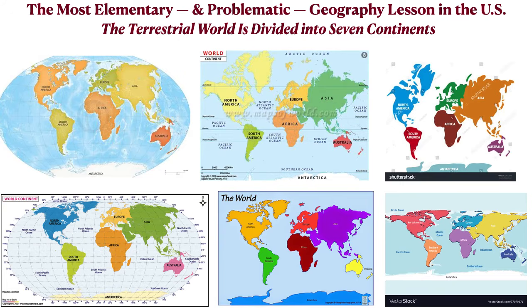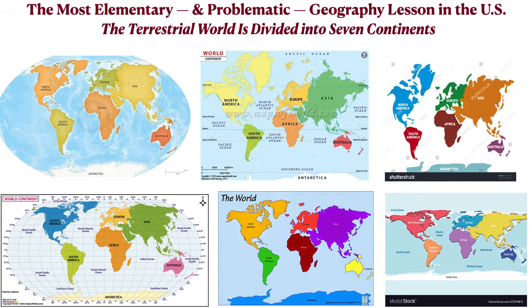So anyway, getting into the meat of the issue, the most elementary, and I would also say the most problematic geographical lesson in the United States, lesson for students, is that the terrestrial world is divided into 7 continents. If you look at geographical instruction material for kindergartners or first graders, you'll generally have an exercise in coloring in the continents. If you look at a map, do an image search for a map of continents, you'll find maps of this sort, many different varieties. Occasionally you'll get a map that shows the world divided in a somewhat different manner, but this is standard.